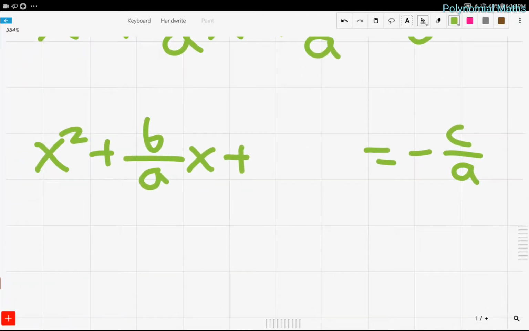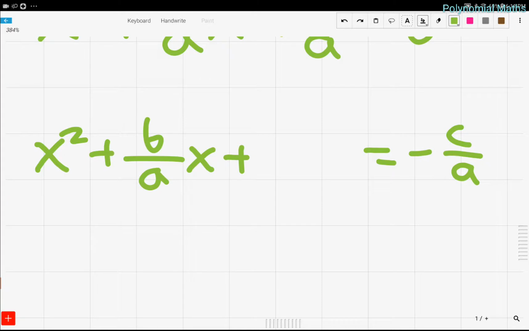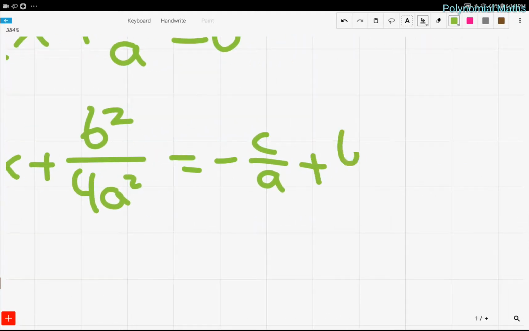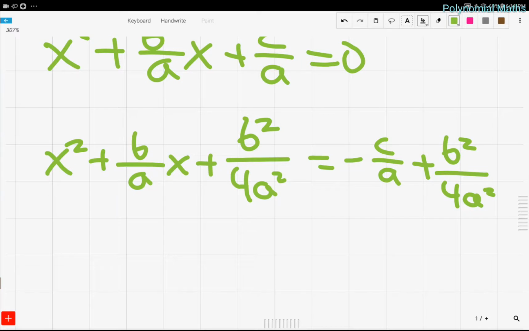Now we have to add a certain value to this side right here, as you can see, and that side, such that this part becomes a perfect square. And the value that we add, the new constant that we're adding to this side, is going to be b squared over 4a squared. And you'll see why we add that later. And then this is also b squared over 4a squared. And I'm going to zoom out a bit so you can see the whole equation.